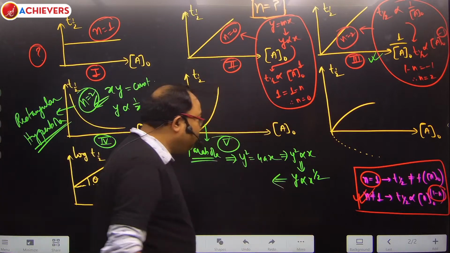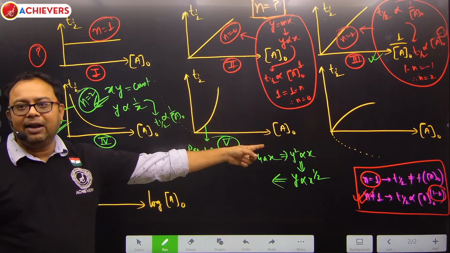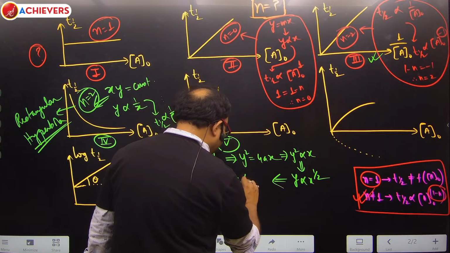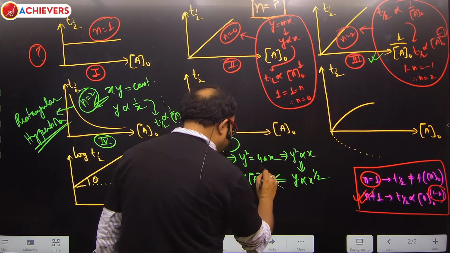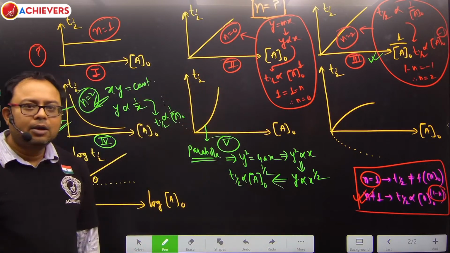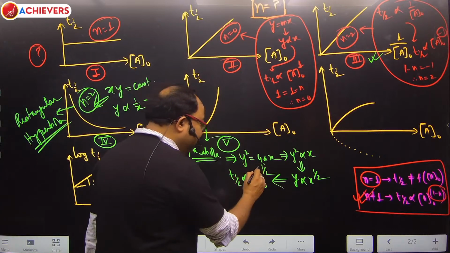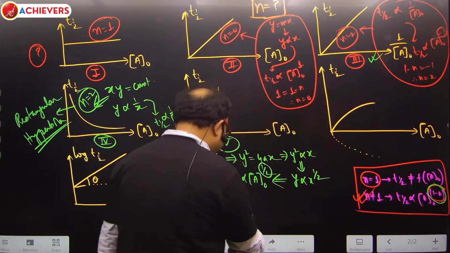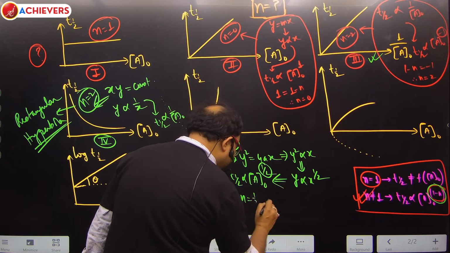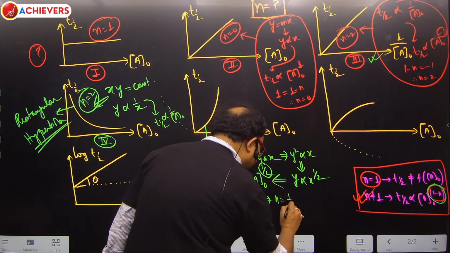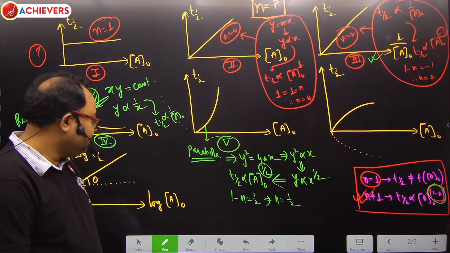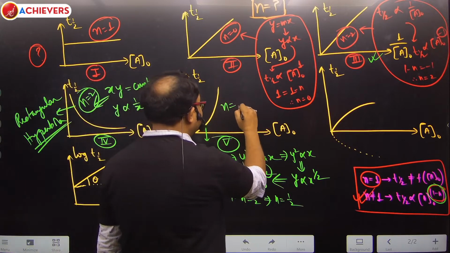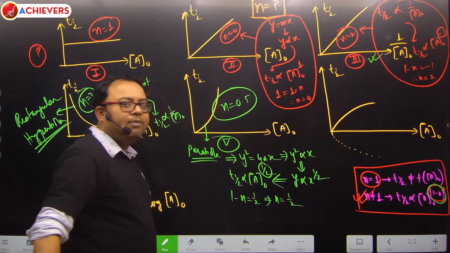Now along the y-axis we have plotted T half and along the x-axis we have plotted A naught. So T half is proportional to A naught to the power half. So the power of A naught is half. So this 1 by n becomes half. That means n equal to half. So for this reaction, the order is 0.5 or half.